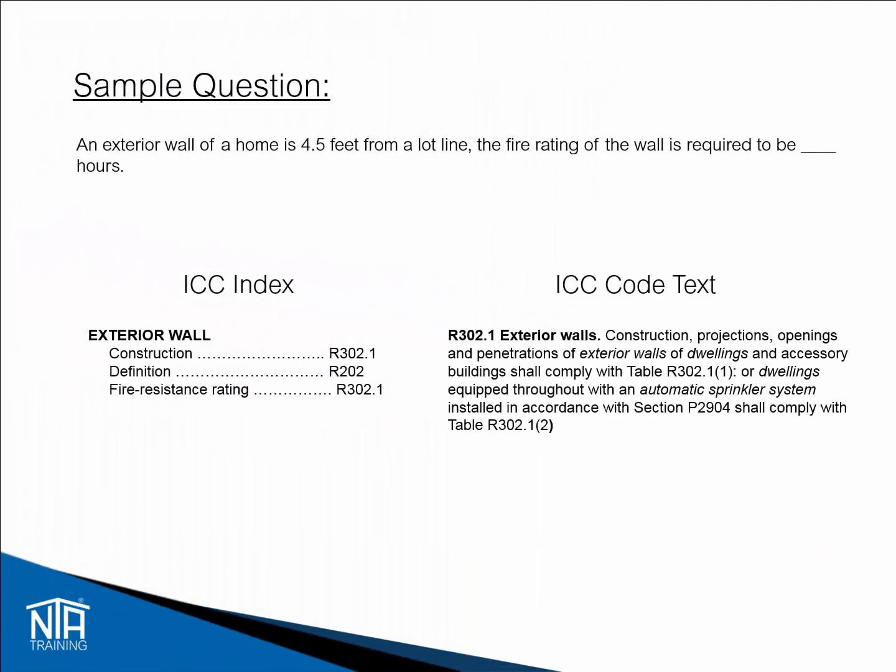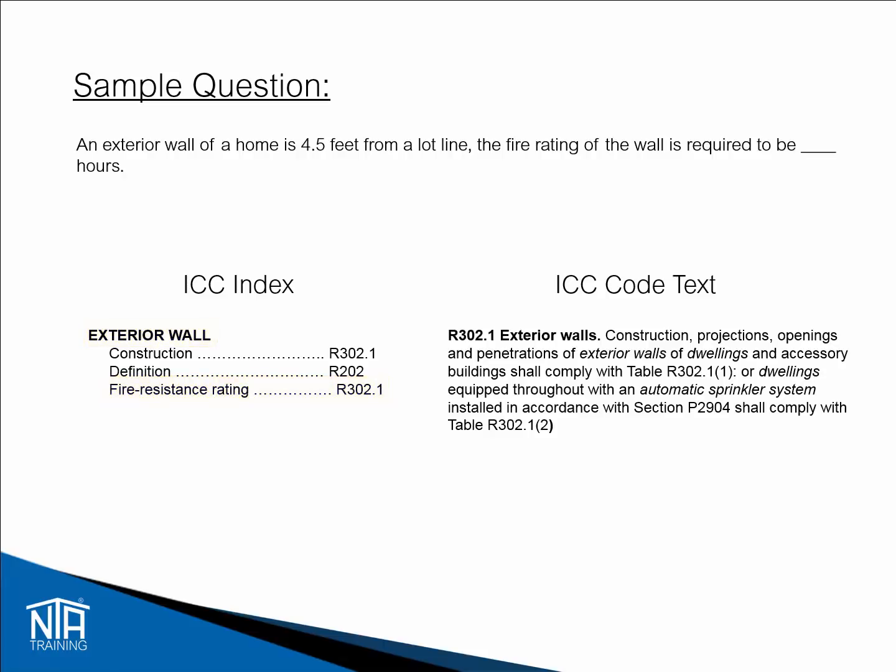An exterior wall of a home is 4.5 feet from a lot line. The fire rating of the wall is required to be blank hours. Here you are looking for the fire rating requirements of an exterior wall when it is close to a lot line. Start with the keyword exterior wall and look in the index. You will find exterior wall fire resistance rating is located in section R302.1.